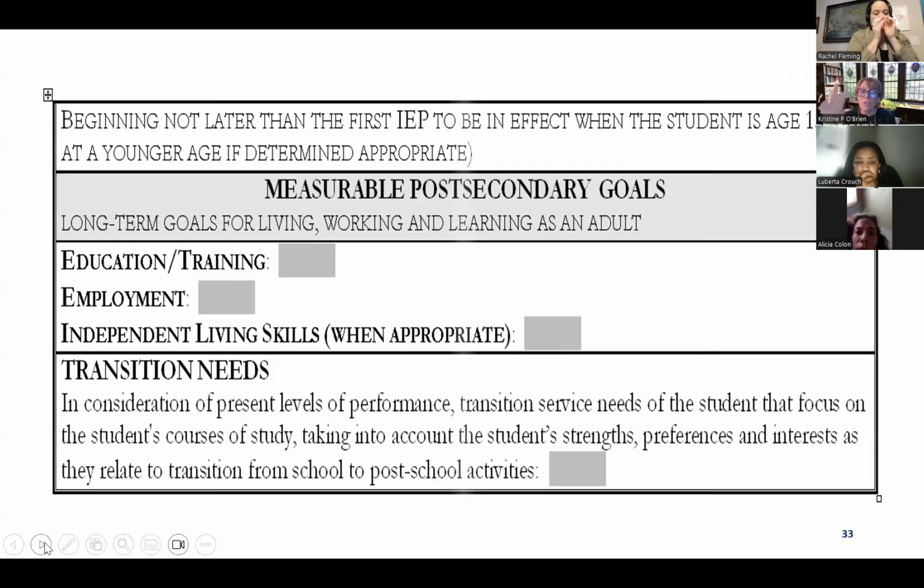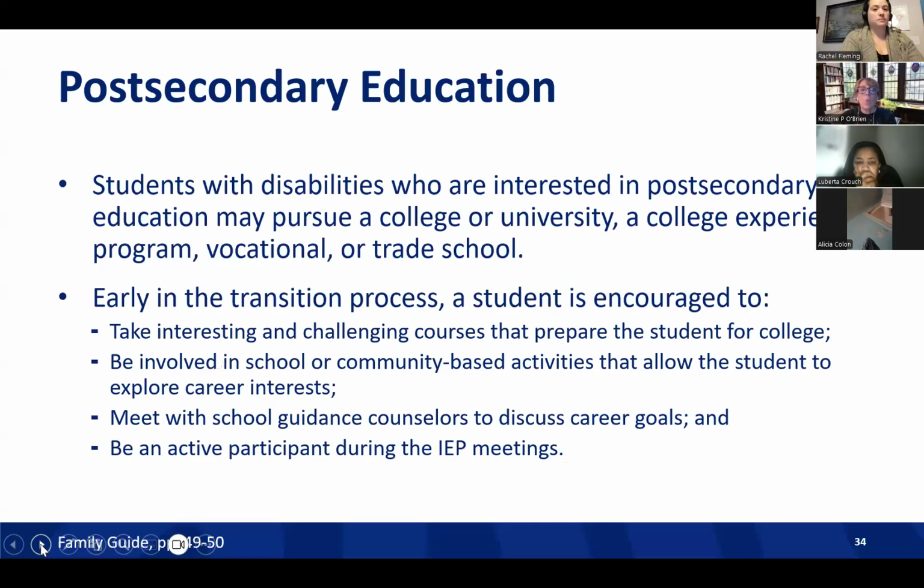This is the section in the IEP that will populate, and you'll notice right up here at the top, it even says when the IEP is in effect when the student is 15. These gray boxes you won't see on your IEP if you're looking at your child's IEP, because these will be completed with those measurable post-secondary goals as well as the transition needs. So when we think about the measurable post-secondary goals, I'm going to show you an example of a few of them. But we're going to think about, again, post-secondary education.